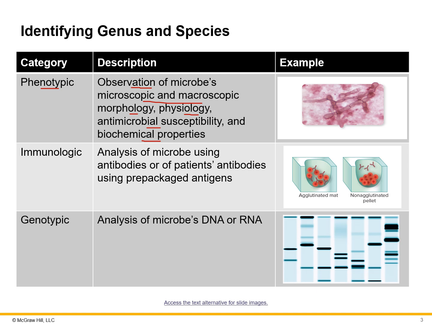And we can also use immunological tests, which analyze microbes using antibodies. It's not our immune response, but created antibodies that detect or bind to different microbes to indicate their presence, or looking at patient antibodies using the antigens. So either using antibodies to detect the microbe or identifying antibodies that are produced by the patient. And then finally, genotypic: this is analyzing the DNA or RNA of the microbe.